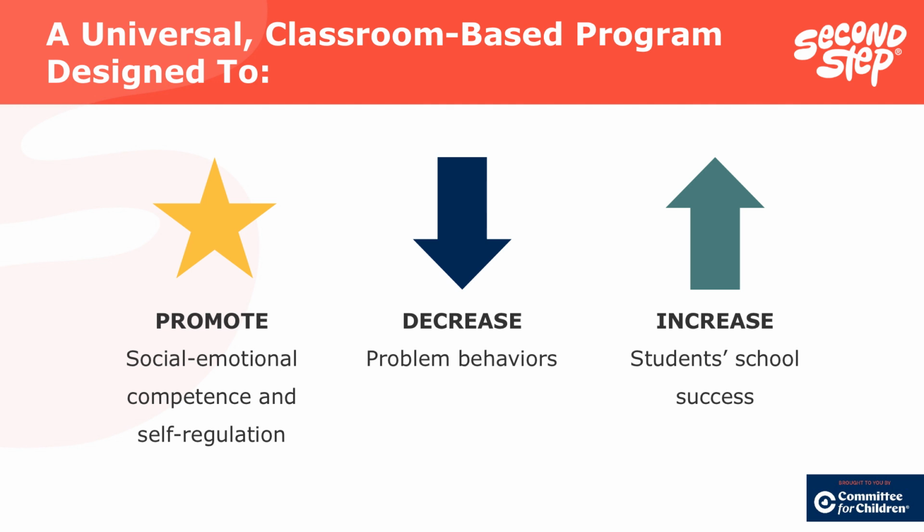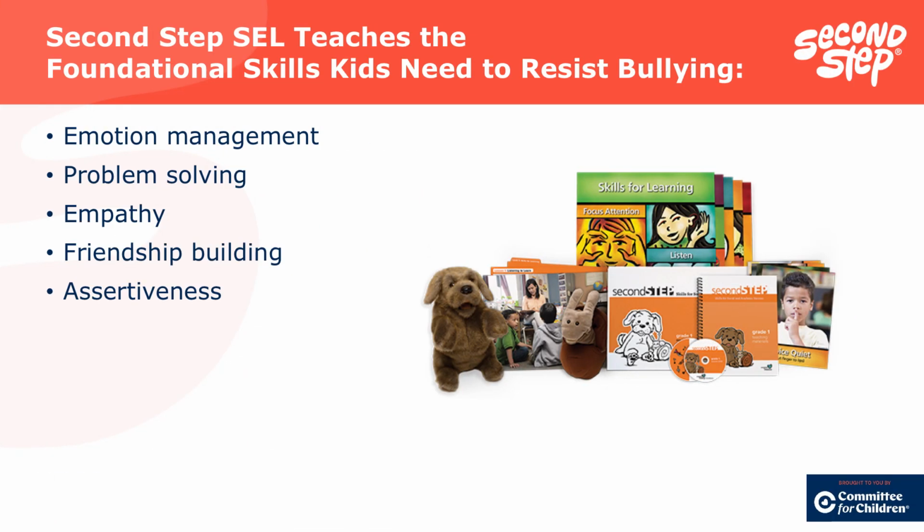The program targets key risk and protective factors linked to a range of problem behaviours. And equipping students with the Second Step skills creates a safer, more respectful learning environment that promotes school success for all. So Second Step really teaches the foundational skills that kids need to resist bullying, and these include emotion management, problem solving, empathy, friendship building, and assertiveness.